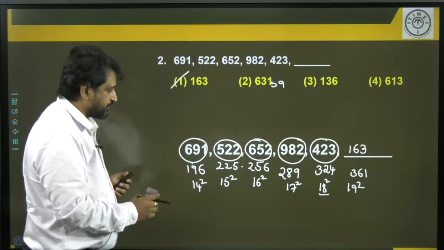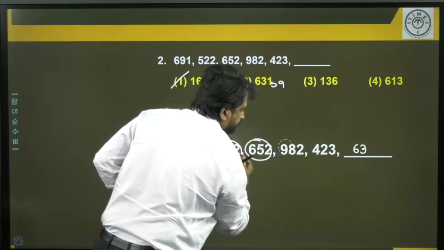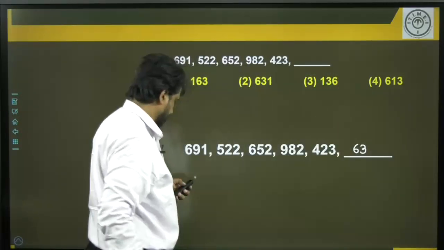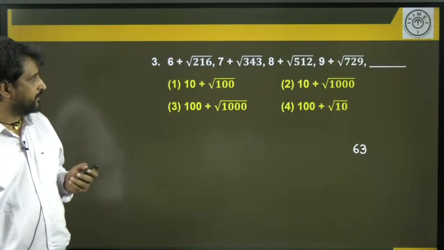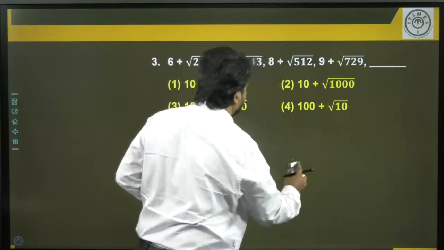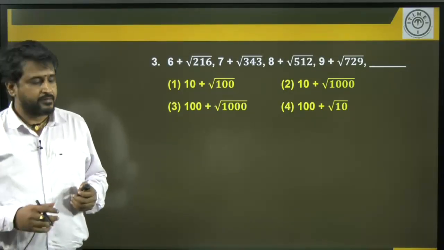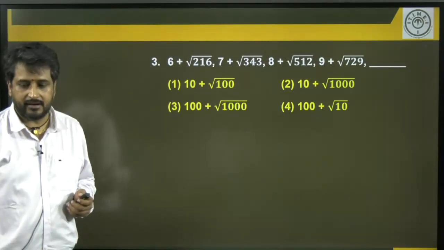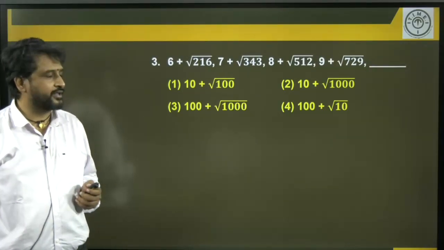Now, let's move to the next question. I am giving 10-15 seconds time. Try it once. Six plus square root of 216, 7 plus square root of 343, 8 plus square root of 512, 9 plus square root of 729.